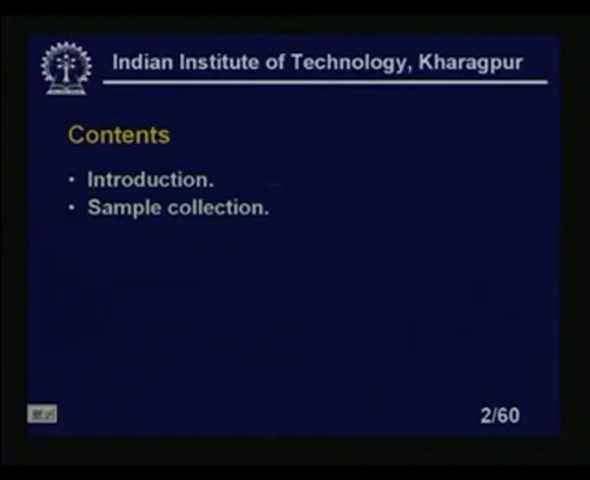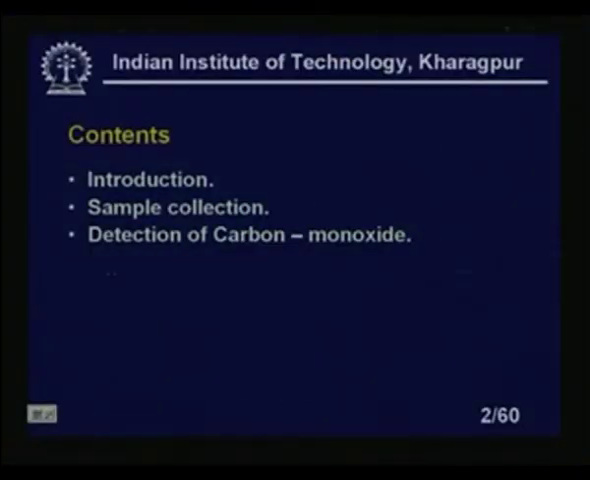Then we have sample collection, because the sample is most important, because we will collect the sample from air, and what should be the type of container, and how long will you store it. Those are very important for this type of measurement. Then the detection of carbon monoxide, because it is an extremely poisonous gas, so its presence in the air is always harmful for the public, for humans, or for any animal. So its concentration should be below some limit, so we must determine that.